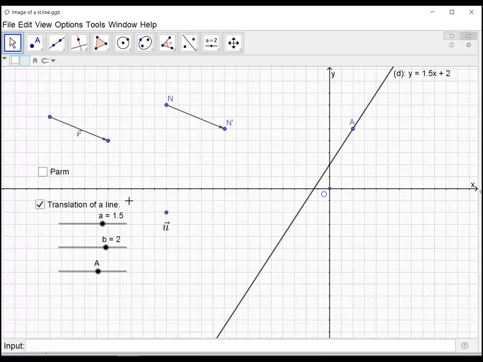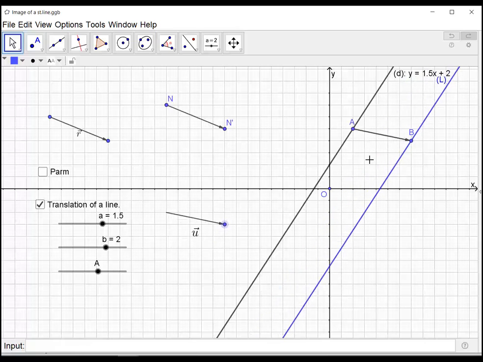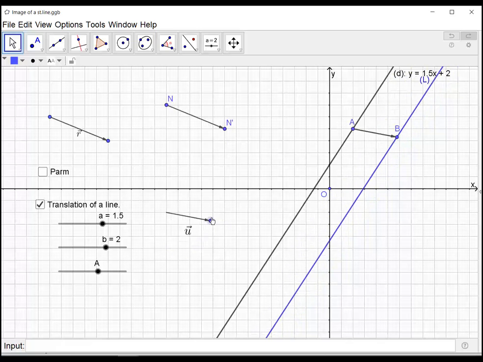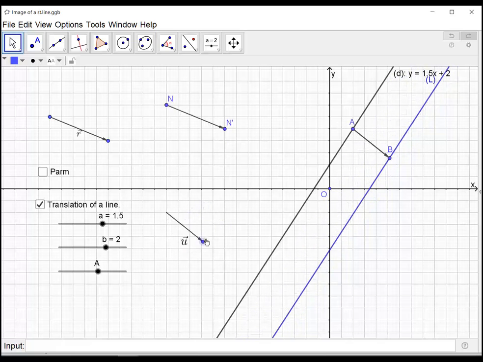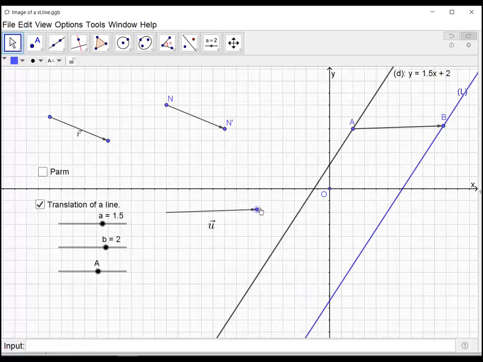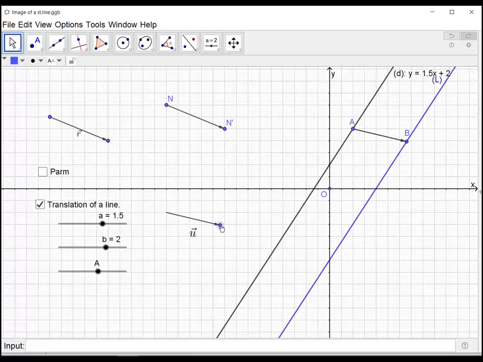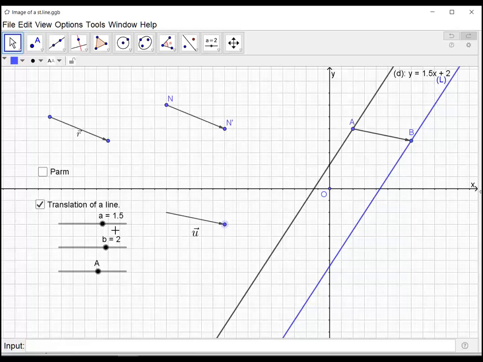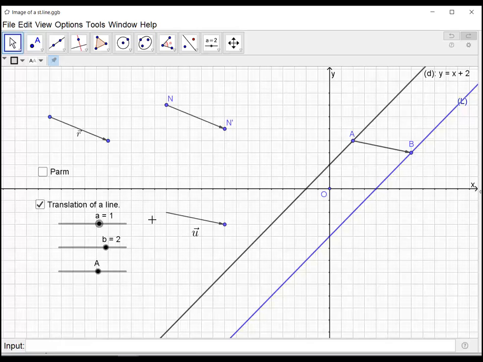Okay, let's move now to find the image of a straight line. The image of a straight line D of given equation by a vector U is another straight line L. But how are L and D related? If L is the image of D by a vector U, then the two straight lines are parallel. No matter what the slope of D is, the two lines are parallel.